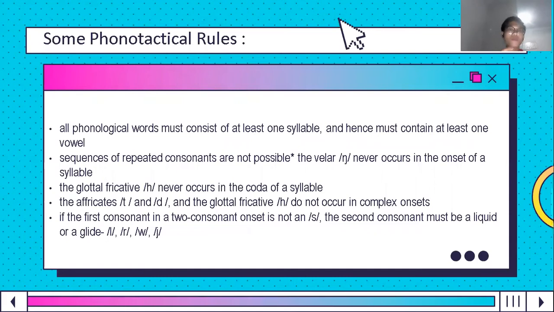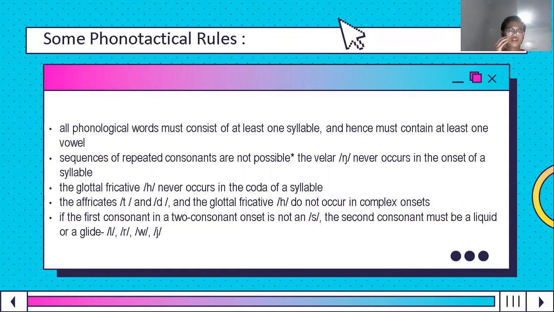There are some phonotactic rules. Every phonological word must consist of at least one syllable and hence must contain at least one vowel. Next, sequences of repeated consonants are not possible. The velar nasal ng never occurs in the onset of a syllable.